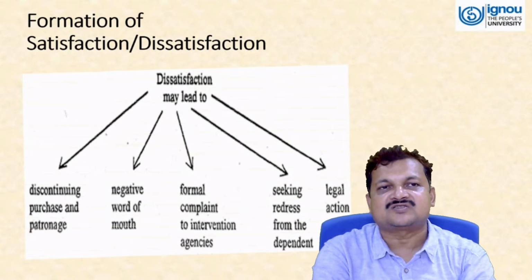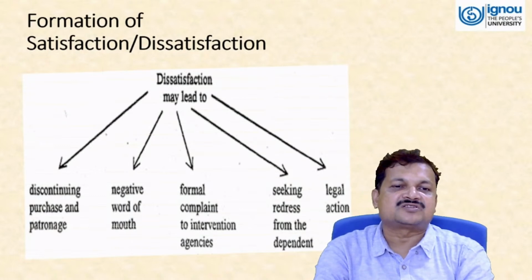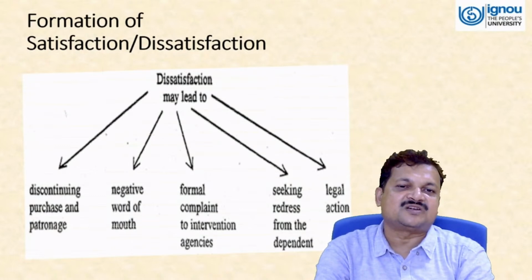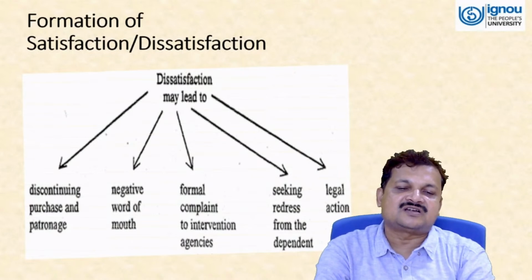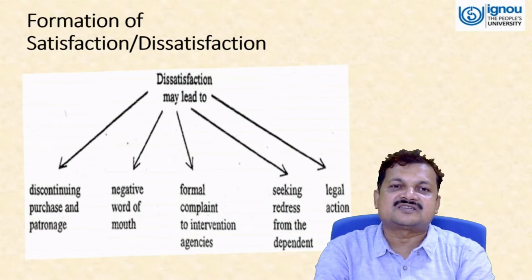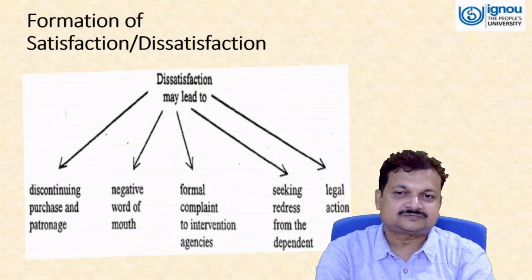But when the hotel is unable to give the right kind of food, majority of people are going to talk about them because negative word of mouth spreads very fast. Next is the formal complaint to intervene the agencies. You can make a complaint directly to the organizations that these kinds of things are happening, and you try to change. Your company is a very nice company. Why is this kind of thing happening?